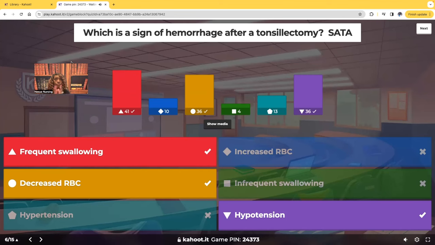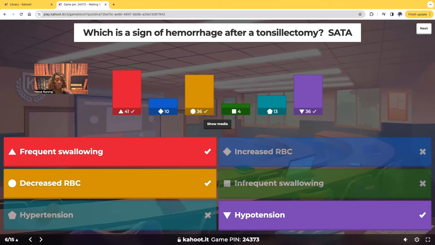Okay, let's talk about it. So, we know after any invasive procedure, we're always going to be concerned. One of our concerns is going to be hemorrhage. Tonsillectomy, removal of the tonsils, that's an invasive procedure. What are the signs and symptoms of hemorrhage? Frequent swallowing, yes. You see them gulping, swallowing. What do you think they're swallowing? Blood. Yep. Decreased RBCs, absolutely. You see those RBCs going down, you better suspect. And hypotension. Signs and symptoms of hemorrhage.